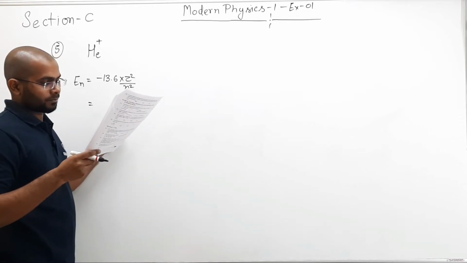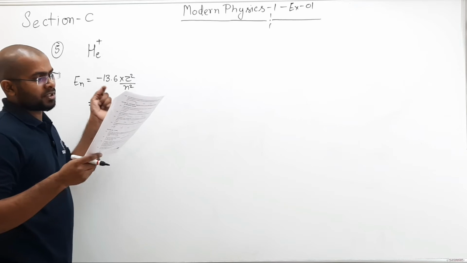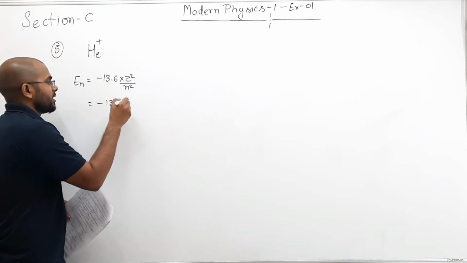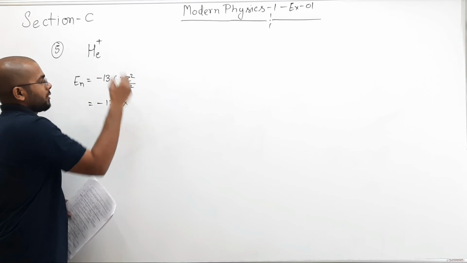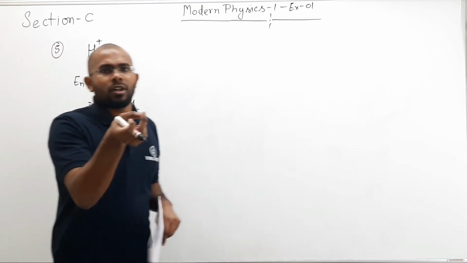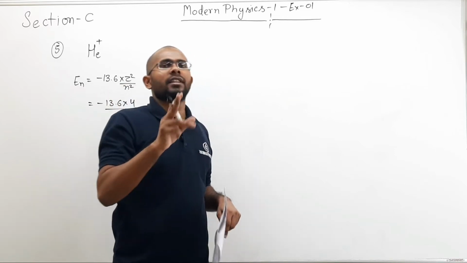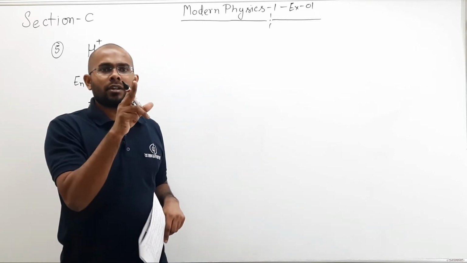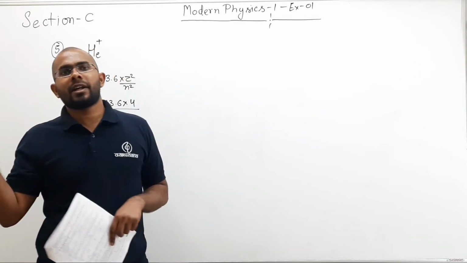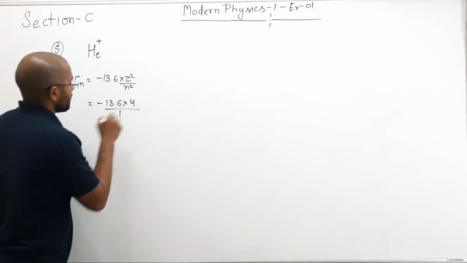Now here, the fifth question: the ionization potential for the second electron. So minus 13.6 into Z squared, 2 square is 4, divided by n square. There is only one electron, so it will be in the first orbit, because in helium there are only 2 electrons for an atom. One has already been removed, and the other will be in the ground state. So n equals 1.